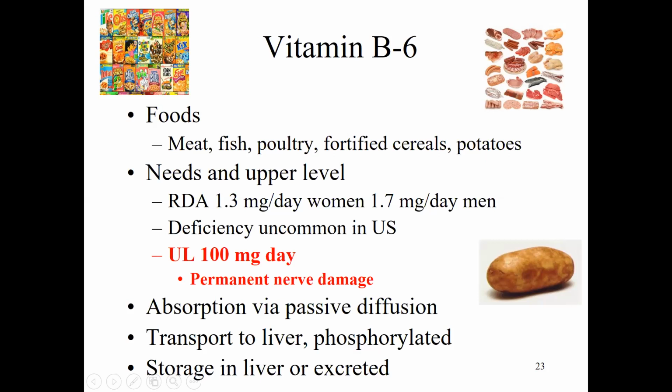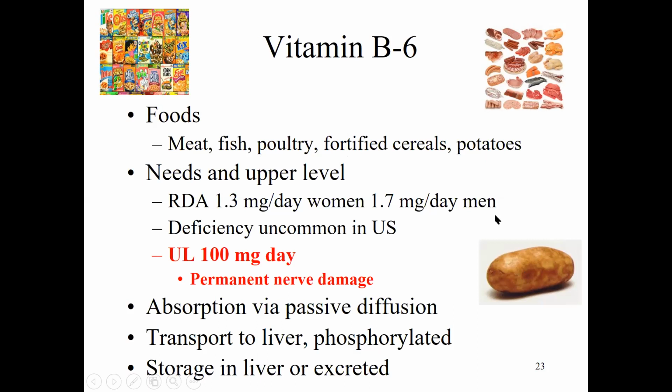We're now up to vitamin B6. One of the easy ones to recognize as a B vitamin because that's what most people call it. In terms of foods, it's in meat, fish, poultry, fortified cereals, and good old potatoes. See all the meats, all the fortified cereals.